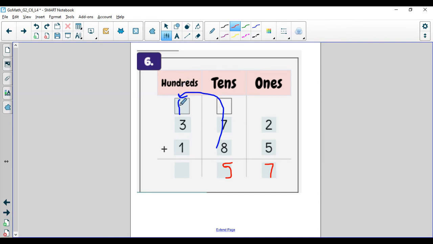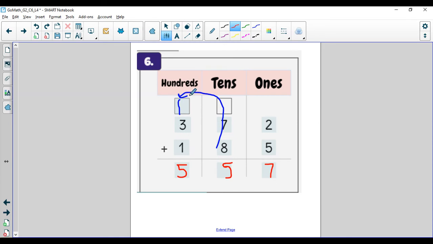Now we add our hundreds. 1 plus 3 is 4. 4 plus 1 is 5. For a sum of 557. Did you have to regroup? Yes, we had to regroup in the tens and move it to the hundreds.